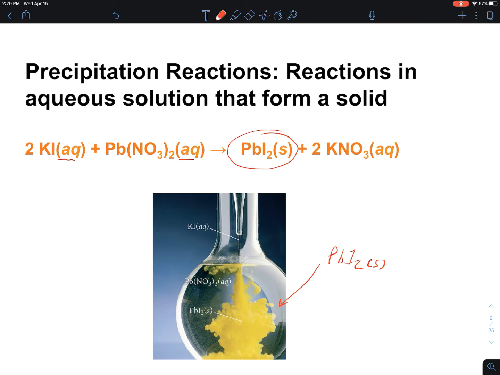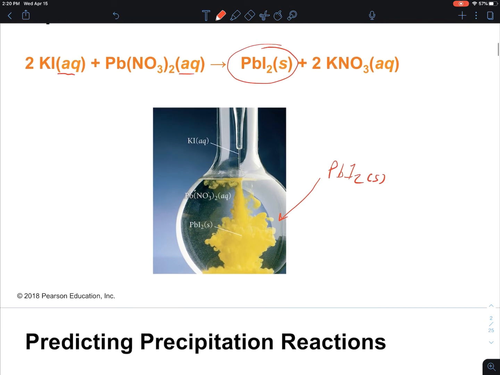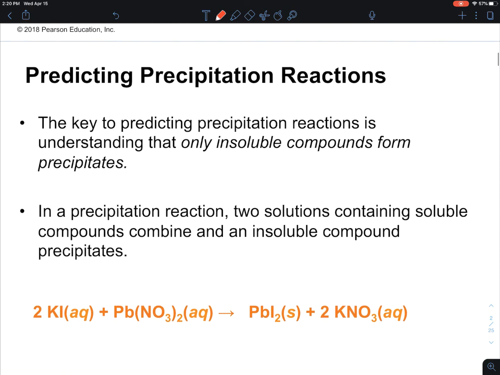So precipitation reactions are those that form solids. Precipitation is just the word we use for solid formation. The key to predicting precipitation reactions and knowing if you're looking at a precipitation reaction is that you have to be able to tell if compounds and the products are soluble or not. Only insoluble compounds are going to form precipitates. So what you're going to end up doing is predicting the reaction when you mix two reagents, and then you're going to ask, are the products soluble or not? If they're insoluble, you're going to be dealing with some kind of precipitation reaction. Precipitation reactions occur when you have two solutions containing soluble compounds. Down here, the two solutions are potassium iodide, which is soluble, and lead nitrate, which is also soluble.